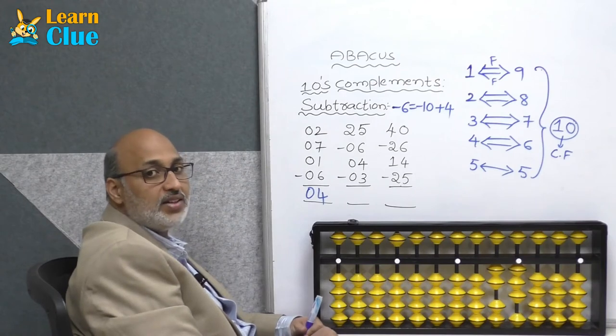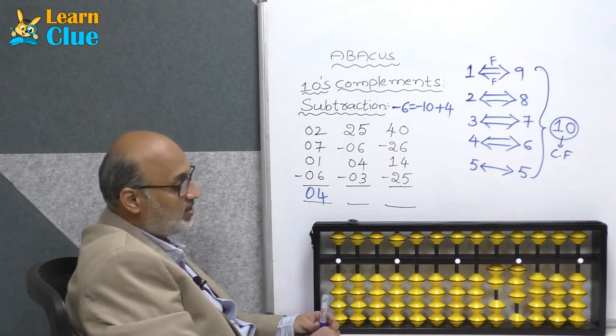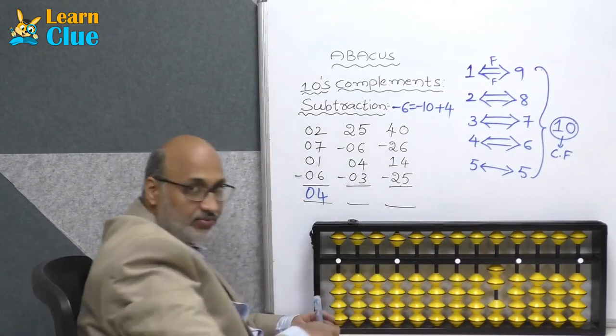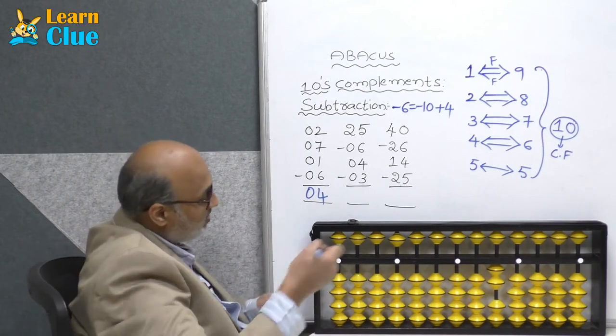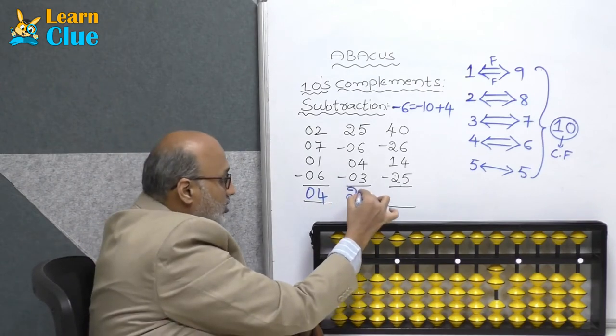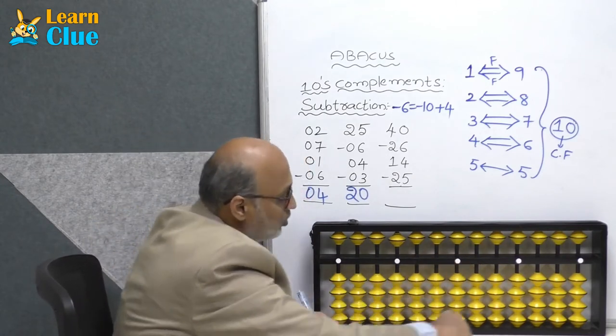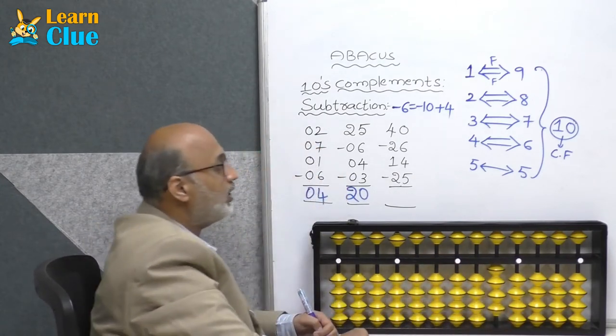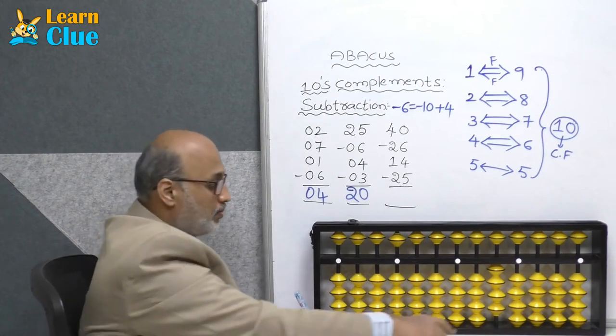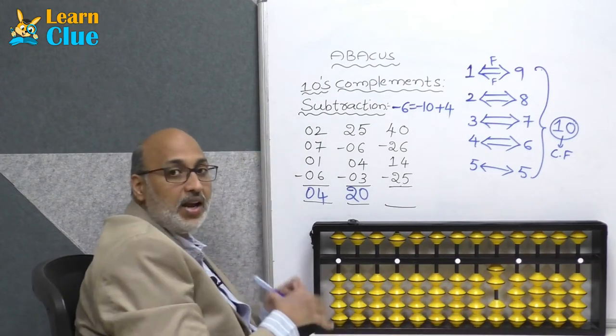Now they are asking minus 3. How to do minus 3 here? Direct. Okay. What is the answer? Answer is 20. Okay. Let's do next problem. 40 minus 26. Minus 20 minus 6.